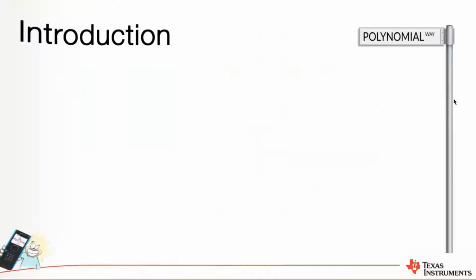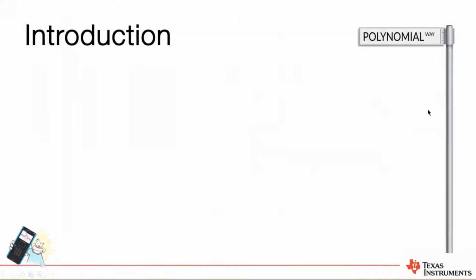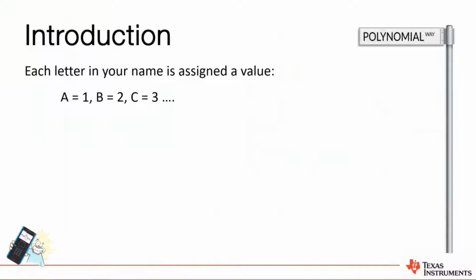So let's kick off. The whole idea of personal polynomials is that every letter in the alphabet is assigned a number. So A equals 1, B equals 2, C equals 3, and so on. And we're not worrying about any sort of case sensitivity. So it doesn't matter whether it's a capital A or lowercase a, its value is still 1. And what we do is every letter in your name is therefore replaced with that corresponding number.